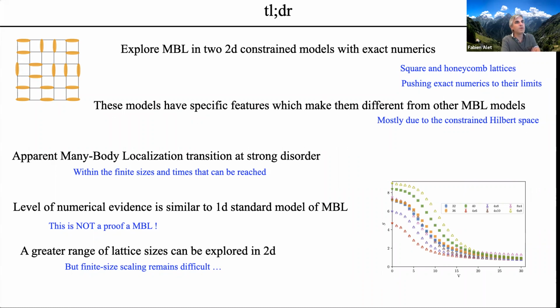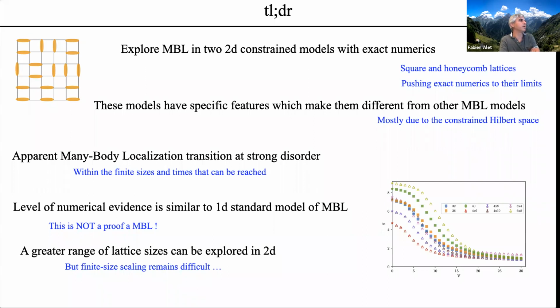The level of numerical evidence, at least I would like to argue, and that we'll discuss in the end with a critical discussion, is pretty close to what we have for the standard models of MBL in 1 dimension. This is, of course, not a proof of many body localization, but I would like to argue this is the best we can do with exact, no approximation numerics.